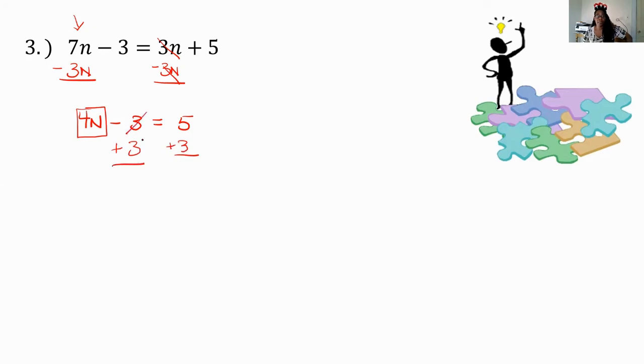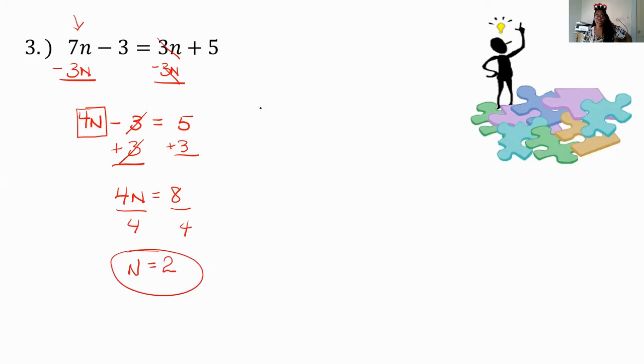So negative 3 plus 3 cancel out, give me 0. So I can bring down my 4n. I don't need that placeholder. So 5 plus 3 gives me 8. And then we have 4n is equal to 8. So that means we need to divide. So n is equal to 8 divided by 4, which gives me 2.